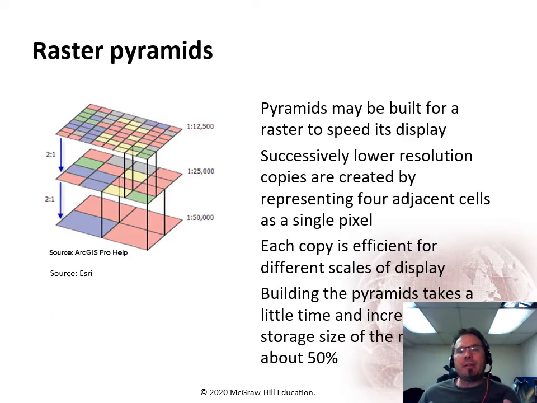So raster pyramids are built to speed up displaying rasters. Like I said, rasters can get very big in a hurry. So copies of it at successively lower resolutions are created in order to quickly be able to zoom in or out and without a lot of that lag time going on. However, you are increasing the size of the raster in terms of file size by about half in order to do this because you're creating multiple copies of it.